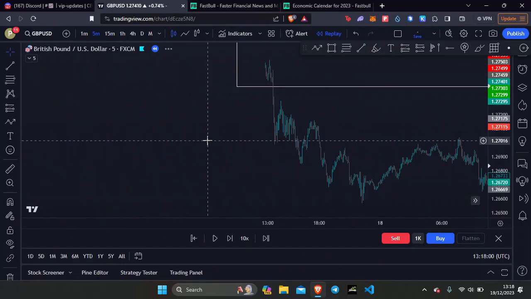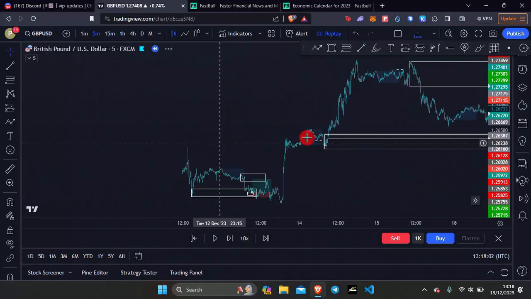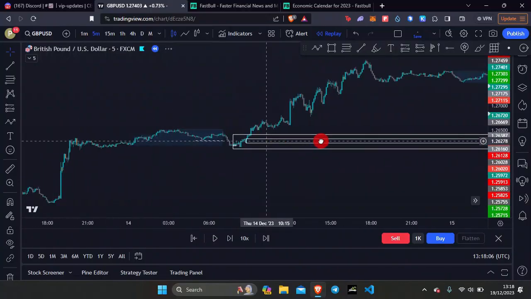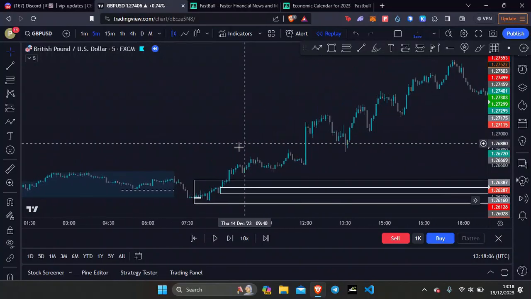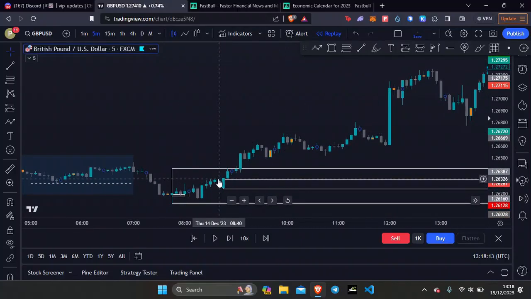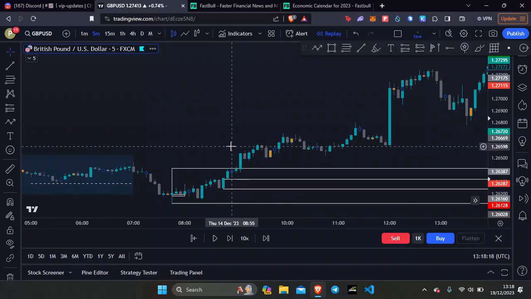And we go down even further on the 5 minutes, and we can also see, if I zoom into this 4-hour demand zone right here, we have this order block that we can look at, which was the last down candle before the breakout of this zone.